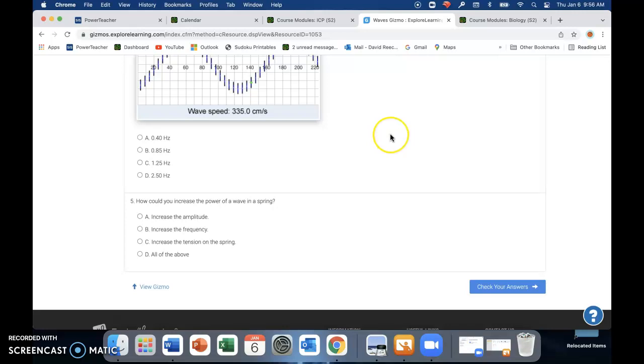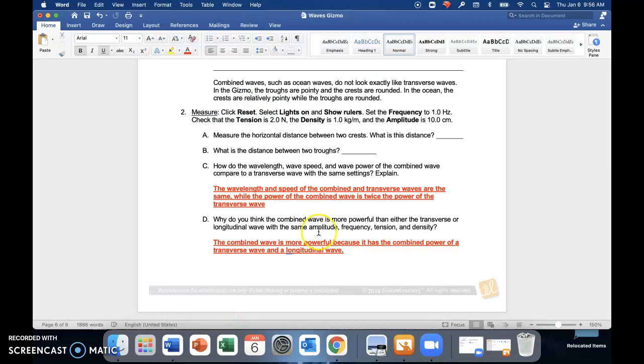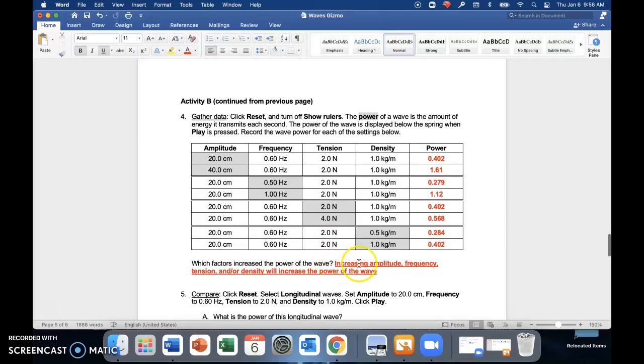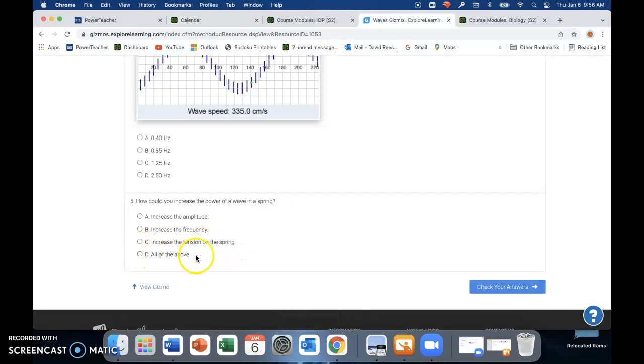Okay, and how could you increase the power of a spring? I'm going to hop back over here to your worksheet that I showed you earlier, and I'll hop right back up here to this right here. And it says, is increasing amplitude, frequency, tension, or density will increase the power of the wave. So this question went directly along with question 4 here. So obviously it is all of the above. Increasing any of those, along with wavelength, would increase the power of the spring.